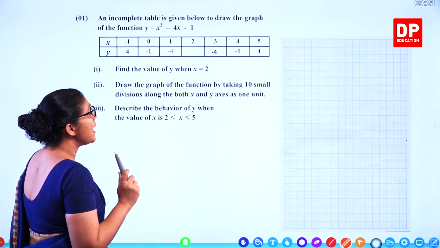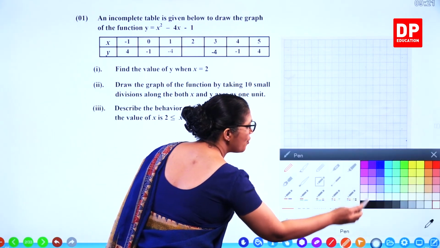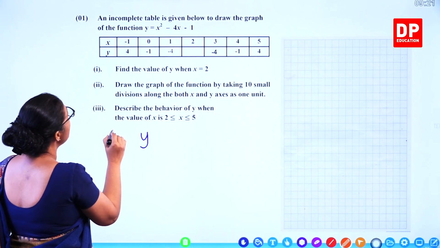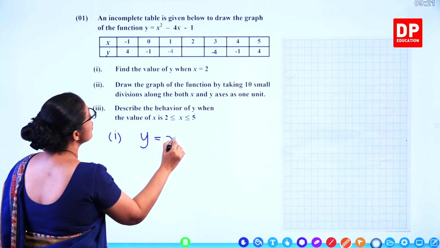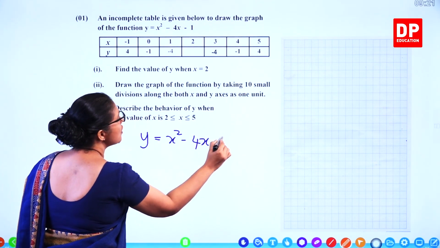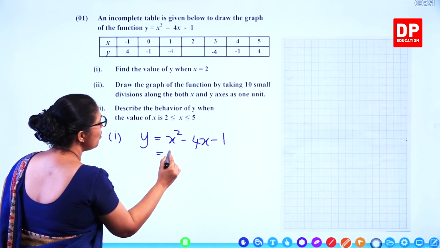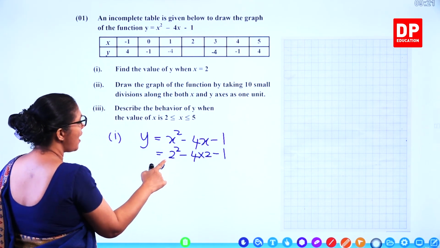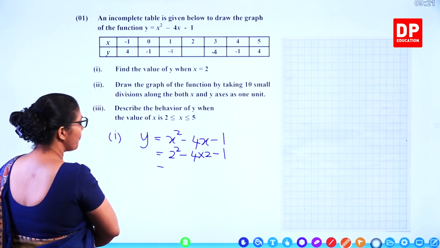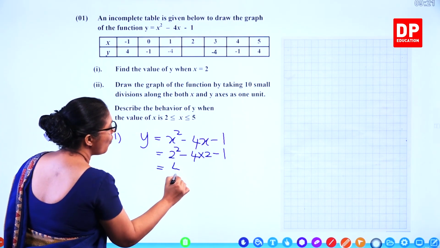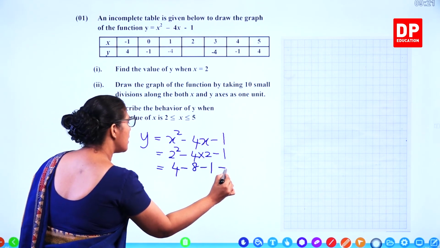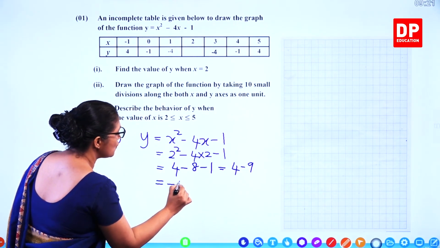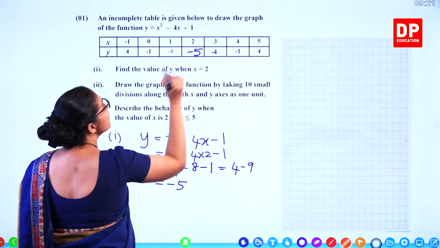Find the value of y when x equals 2. So we substitute x equals 2: 2 squared minus 4 times 2 minus 1. 2 squared is 4, minus 8, minus 1. 4 minus 9, you get minus 5. So this value is minus 5.